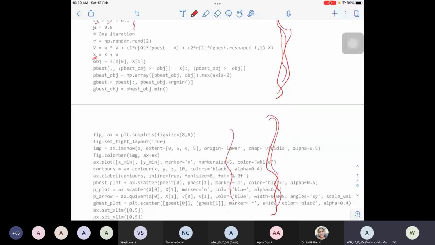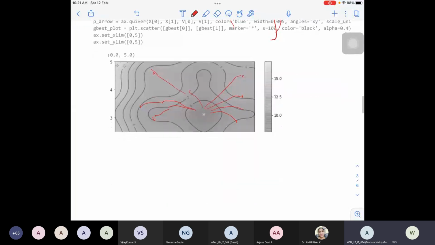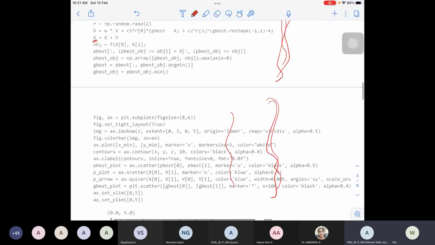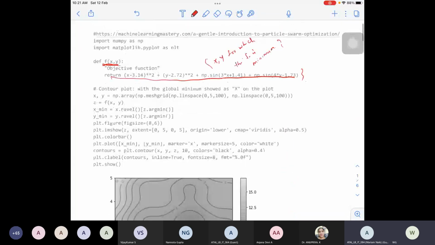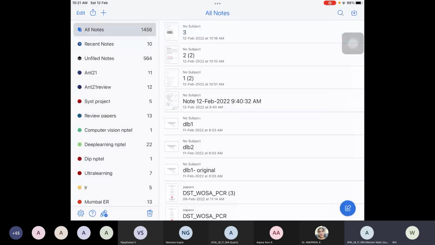What you will be able to see is the particles on the screen moving towards the minimal region, right? They try to converge towards this region. That is what you'll be seeing in the rest of the code, right? So this also gives you a very good visualization of how particle swarm optimization really works. So this is another code.